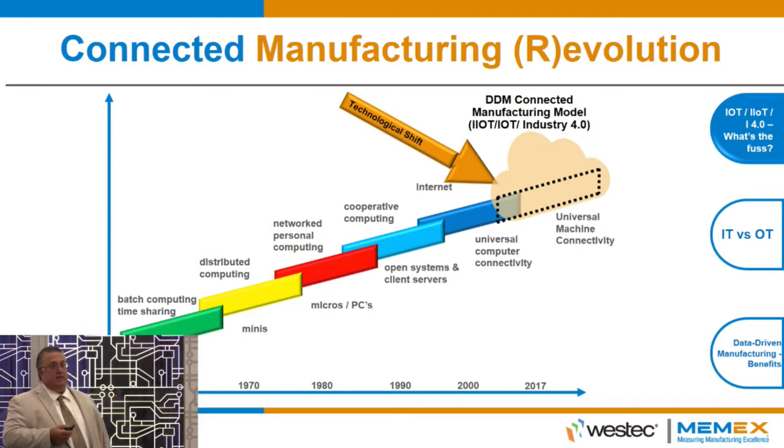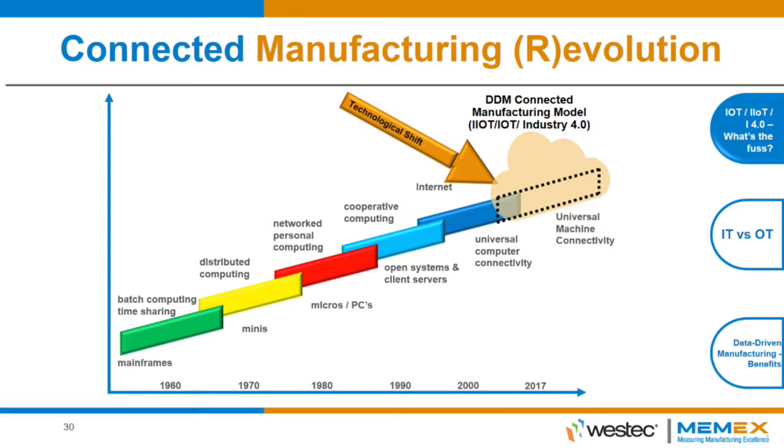Where are we in the connected manufacturing revolution? Well, we started in 1960 and went all the way through to 2017, from micro PCs to the internet. Really, where we are right now is what we call the data-driven, connected manufacturing model. And it really is a technological shift. 9 out of 10 companies don't monitor the assets on their factory floor in real time. So there really is a huge opportunity to take advantage of this technology, harness it, and create a very compelling business outcome. What we call universal machine connectivity.